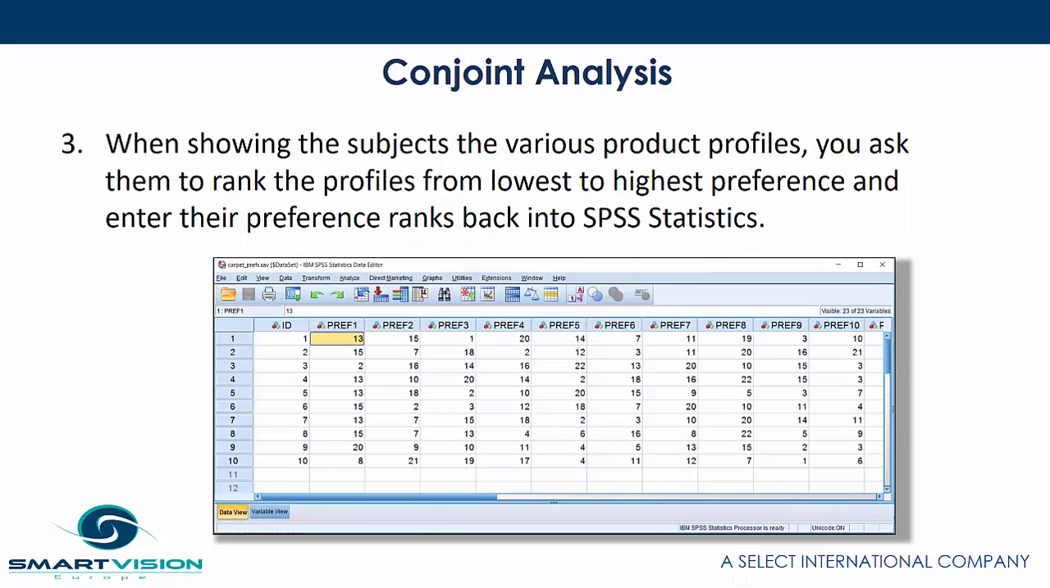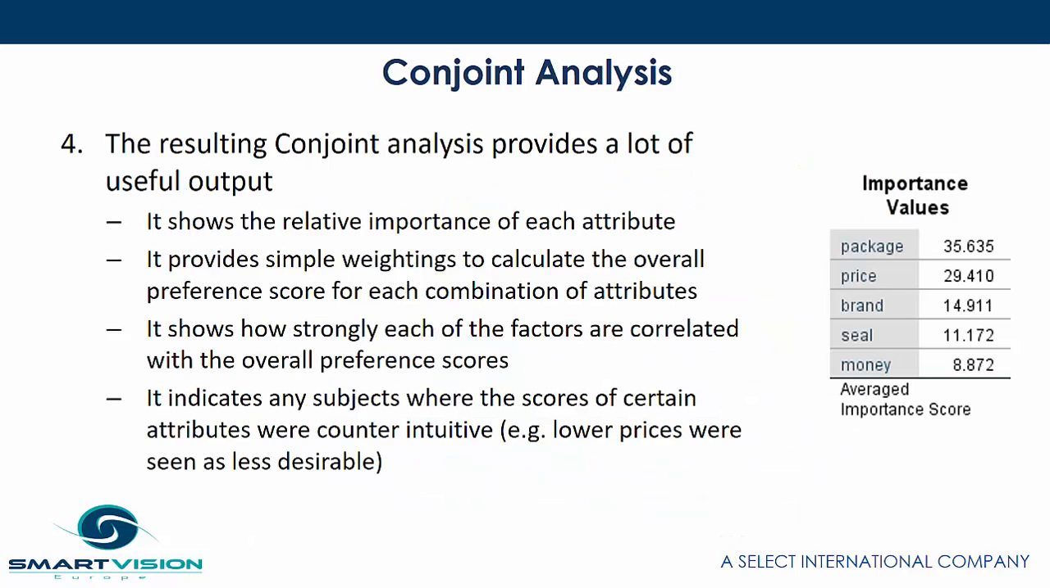When showing the subjects the various product cards, you ask them to rank the profiles from lowest to highest preference, and then enter their preference ranks back into SPSS Statistics for analysis. When running the conjoint analysis, you'll find that it actually provides a lot of useful output. It shows, for example, the relative importance of each attribute.